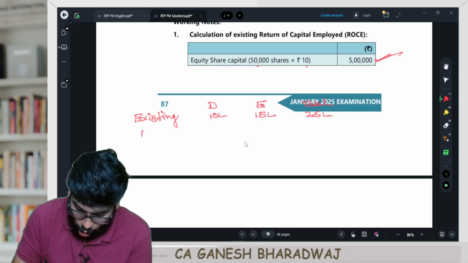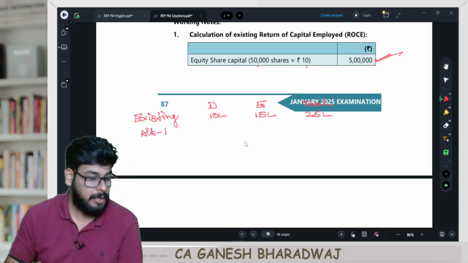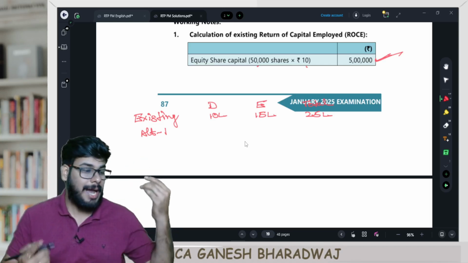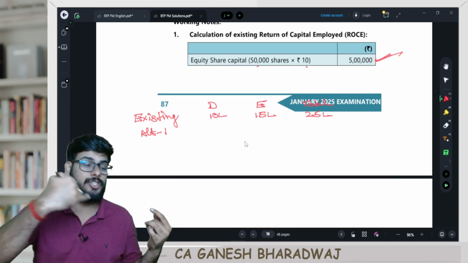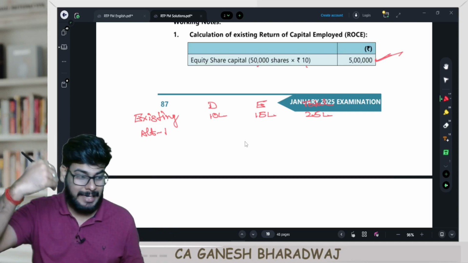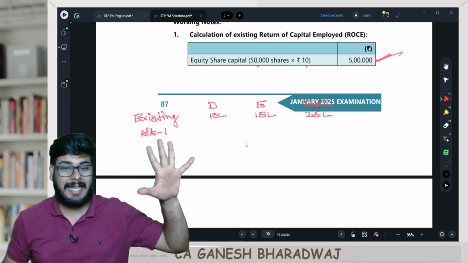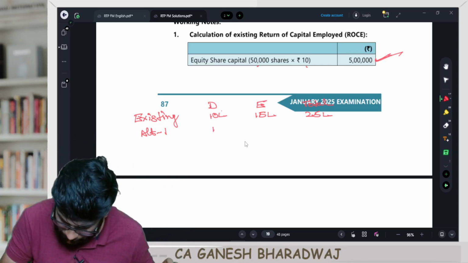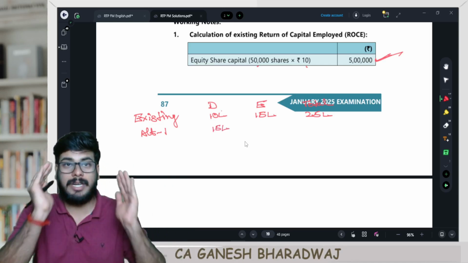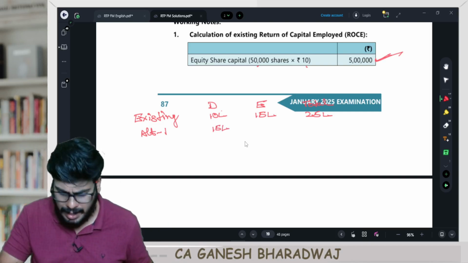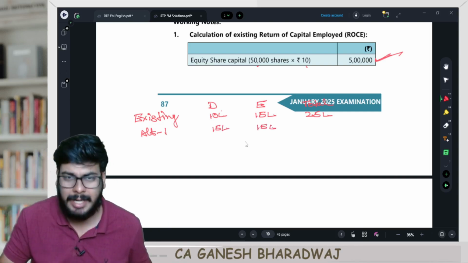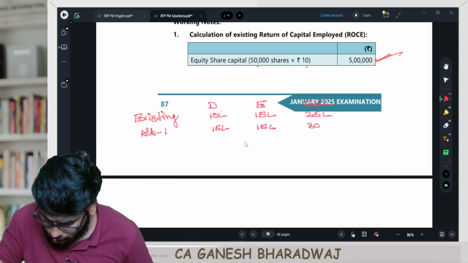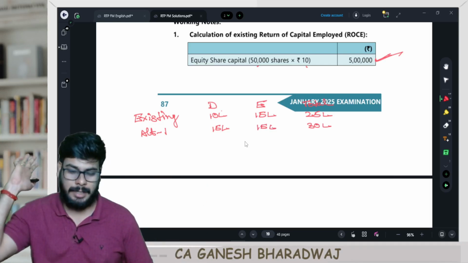Now look at this. Alternative one. What is alternative one? They require 5 lakh rupees more, and this entire amount is raised through the debt mode. If they are raising it through the debt mode, what will happen? Currently, I have a debt of 10 lakhs. Plus, additionally, I will have 5 lakh. So the total debt value will be 15 lakh. Equity value remains the same, right? Because I'm not raising anything through the equity mode. So the total capital employed is going to be 30 lakh. Correct, guys?